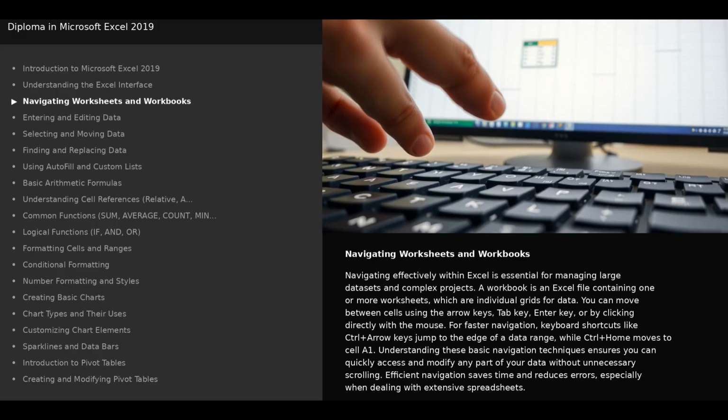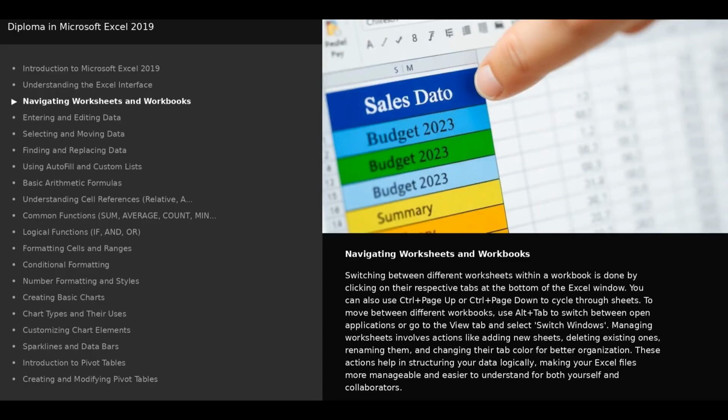Understanding these basic navigation techniques ensures you can quickly access and modify any part of your data without unnecessary scrolling. Efficient navigation saves time and reduces errors, especially when dealing with extensive spreadsheets. Switching between different worksheets within a workbook is done by clicking on their respective tabs at the bottom of the Excel window. You can also use Control Page Up or Control Page Down to cycle through sheets.